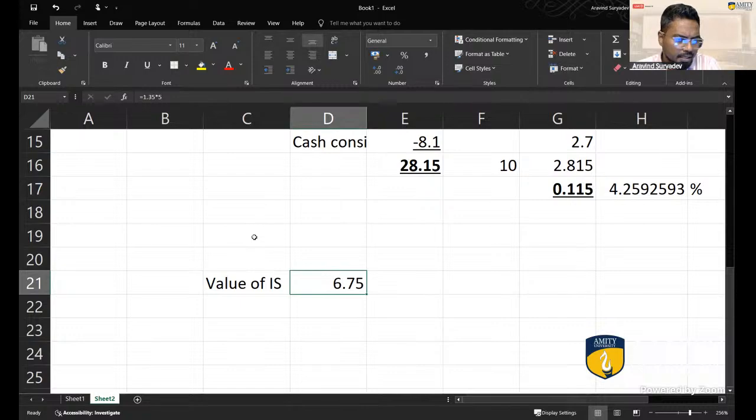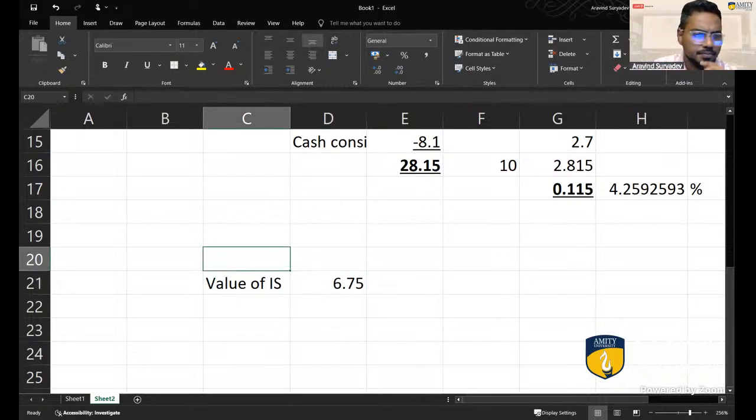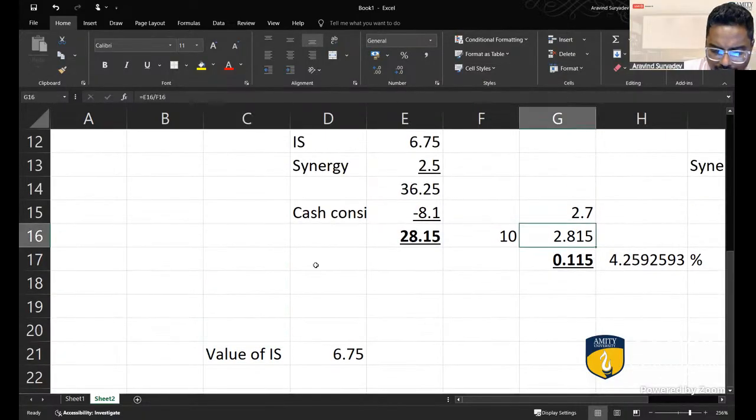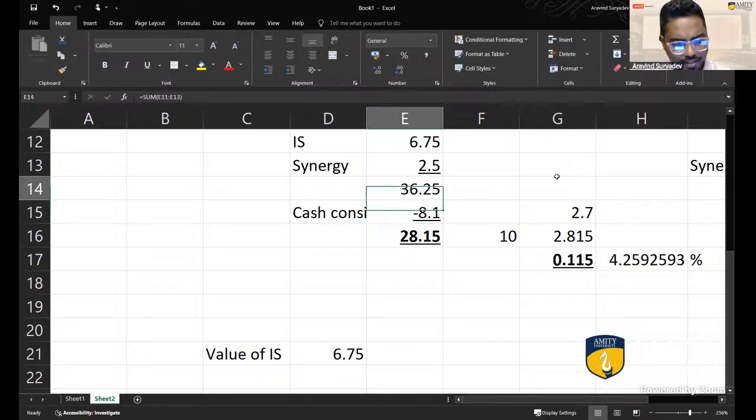Now, what were we planning to do? We were planning to give them shares in lieu of this. What is supposed to be our post share value? It is supposed to be 2.815, because the addition still remains the same. Instead of cash, we're going to give them shares, but the shares will have the value of $8.1 million. Keep that in mind.